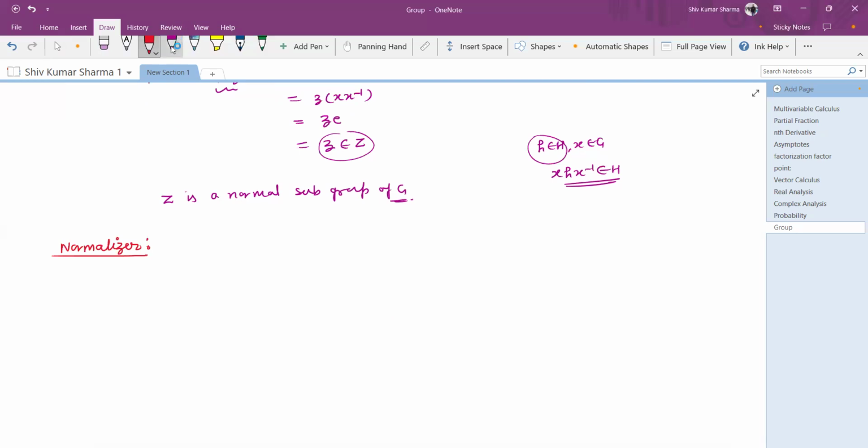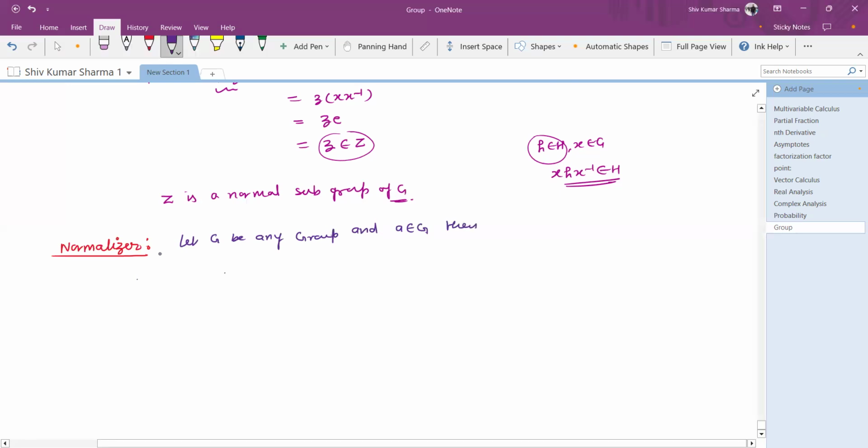For defining the normalizer, we write: let G be any group, and a be an element of G. Then the normalizer of element a, N(a), is equal to the set of x which belongs to G such that xa equals ax. Then N(a) is called the normalizer.